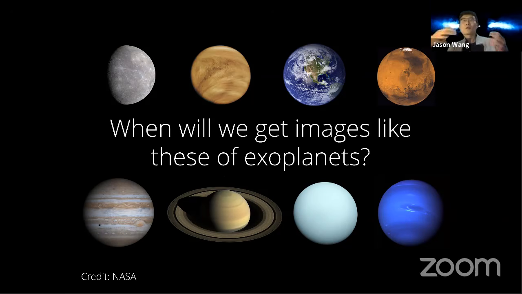If we want to resolve the surfaces of exoplanets, we need telescopes about 10 kilometers in diameter. Right now, our largest telescopes in the world are 10 meters in diameter. So we're off by a factor of 1,000. Our telescopes are 1,000 times smaller than what we need to resolve the surfaces of these planets. It's unlikely that we can build a telescope that big with current technology.